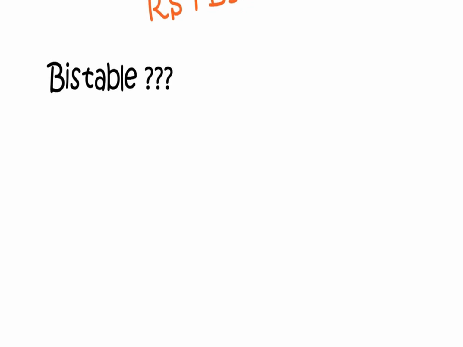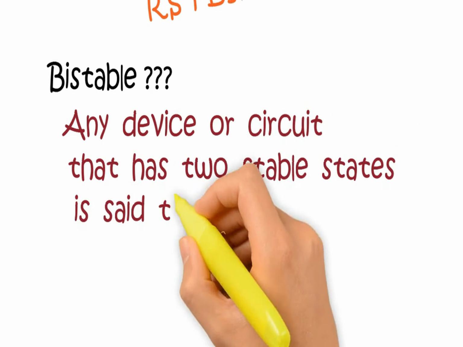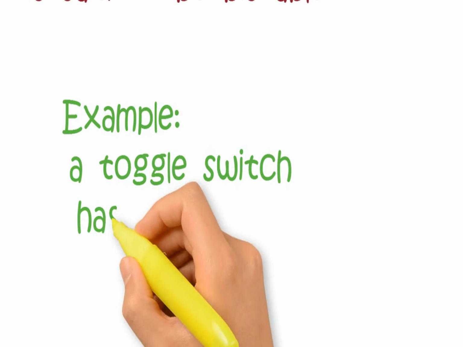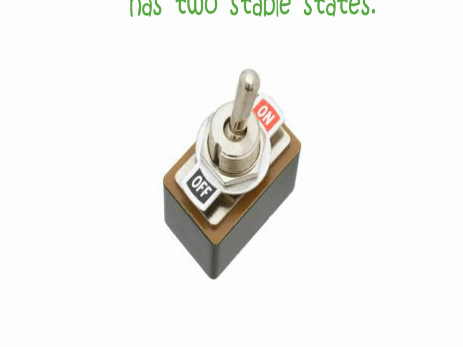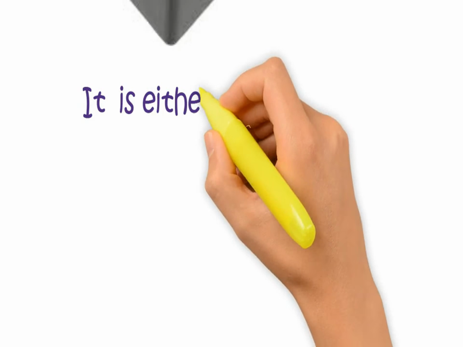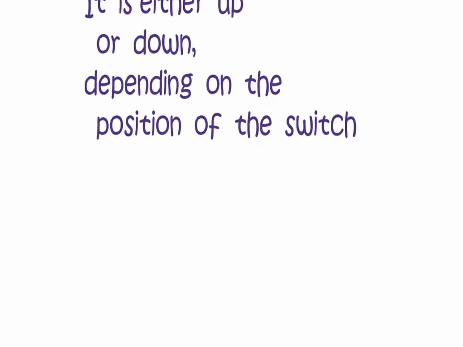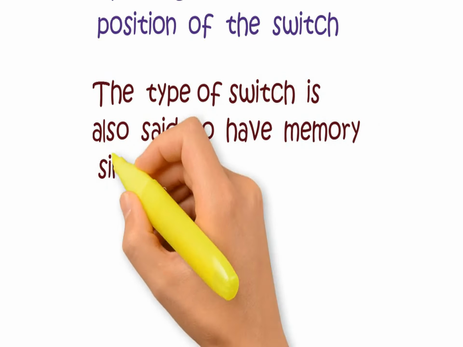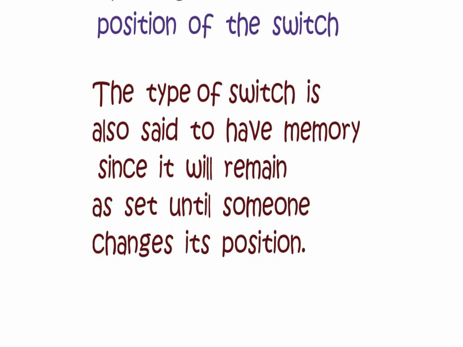Before going to the RS flip-flop, what do we mean by bistable? Any device or circuit that has two stable states is said to be bistable. For example, a toggle switch is bistable because it has two stable states. It may be on or it may be off, and on and off mean the two states. It is either up or down depending upon the position of the switch. This type of switch is also said to have memory, since it will remain as set until someone changes its position.